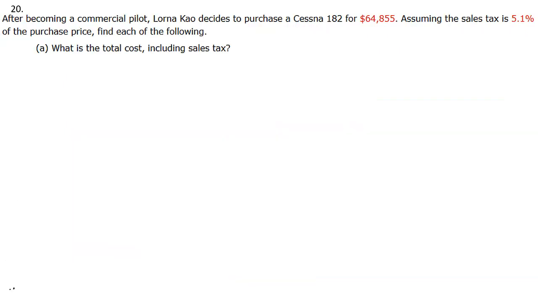Number 20. After becoming a commercial pilot, Lorna Cow decides to purchase a Cessna 182 for $64,855. Assuming the sales tax is 5.1% of the purchase price, find each of the following. Part A is, what is the total cost including sales tax?